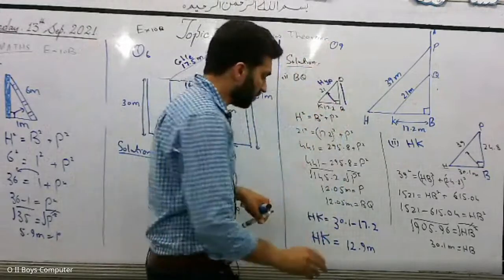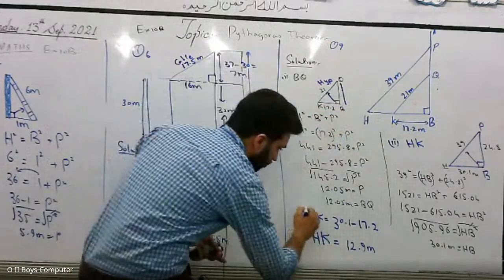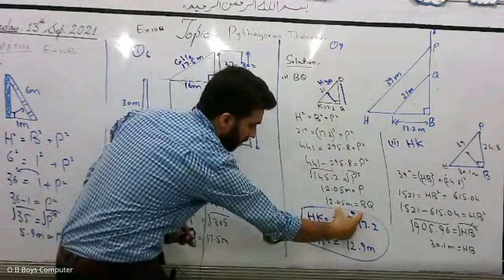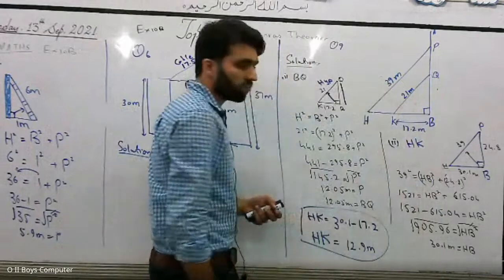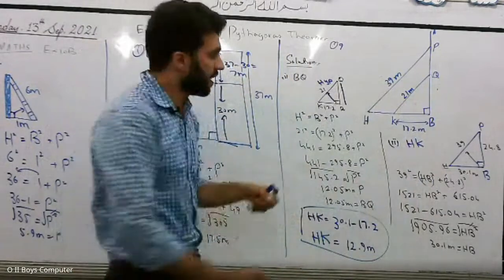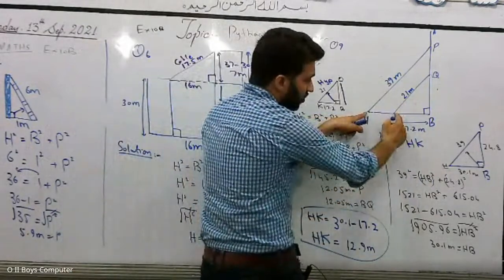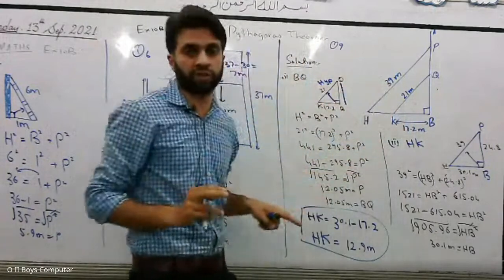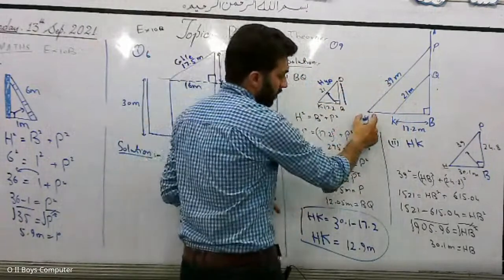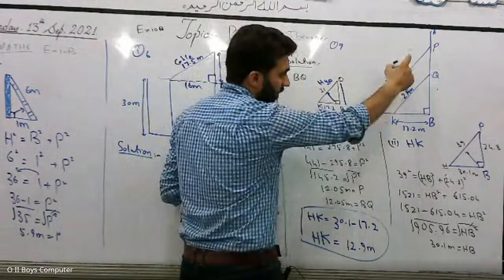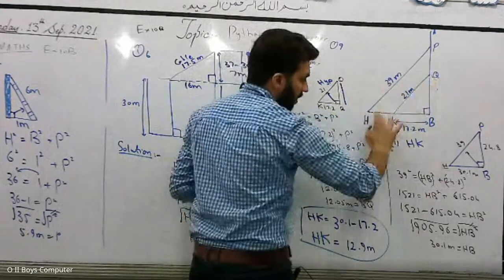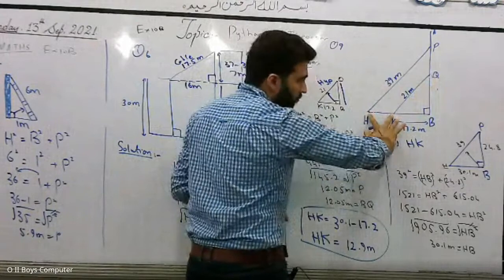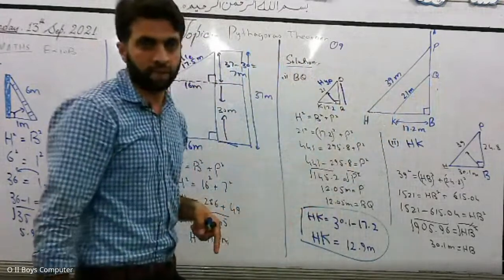Now move towards the second question. Do not see this question now. This is the main requirement and the first requirement. Now move towards this requirement, HK. What is HK actually? HK is the actual distance between the two light projections. Meaning on H, a light beam is falling from point P. On K, the light beam is falling from spotlight Q. We have to find out the distance between these two light projections.